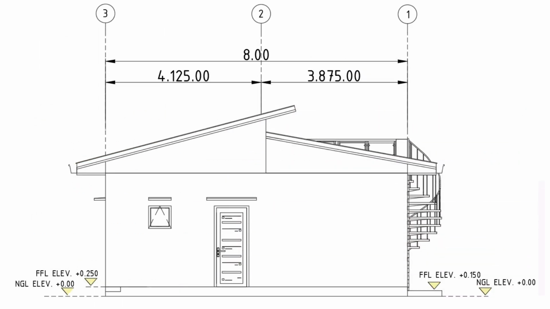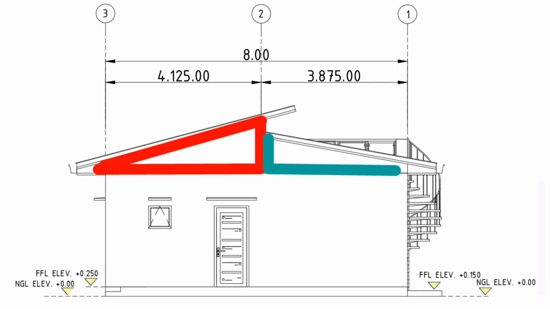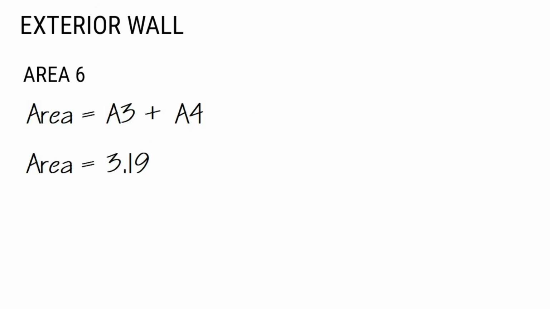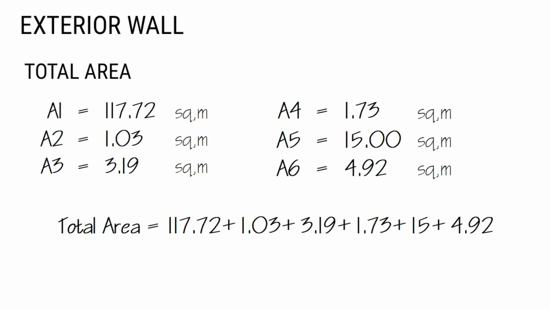So, yung area 6 natin, since combination naman ito ng area 3 and area 4, so i-add na lang natin yung dalawa. At yun na yung magiging area 6 natin. Okay, so area 6, that is equal to 3.19 plus 1.73. And that is equal to 4.92 square meters. So, in total, meron tayong area 1 plus area 2 plus area 3 plus area 4 plus area 5 plus area 6. And that is equal to 143.59 square meters.